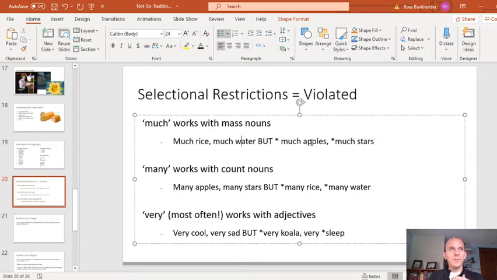And a lot of different modifiers or quantifiers in English have these sorts of selectional restrictions. It's not just many and much. We can see very, for instance, as well, works most often. It's a little bit more versatile, but it largely works with adjectives, like very cool, very sad, totally fine, nice adjectives. But it doesn't work great with nouns, like very koala, and it doesn't work well with verbs either.